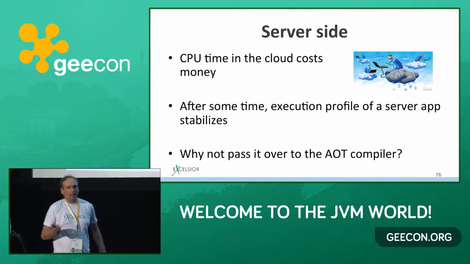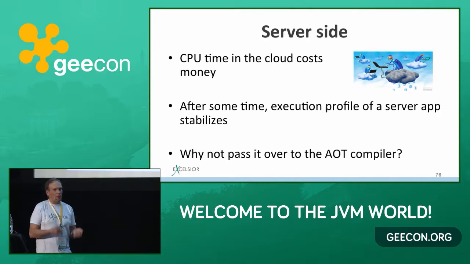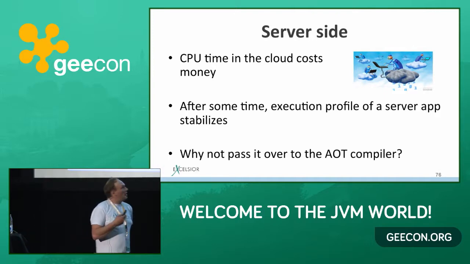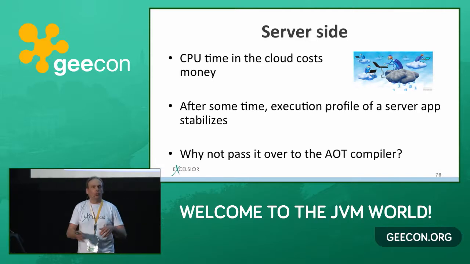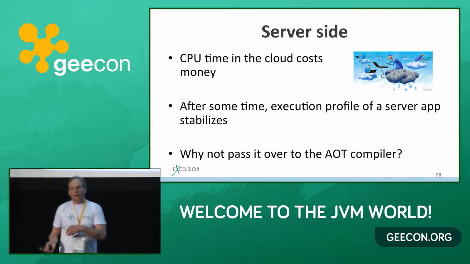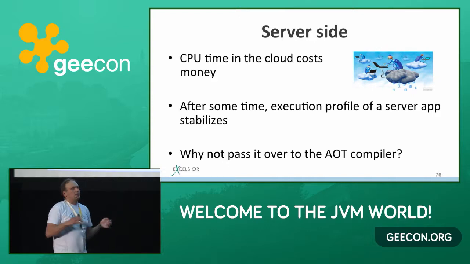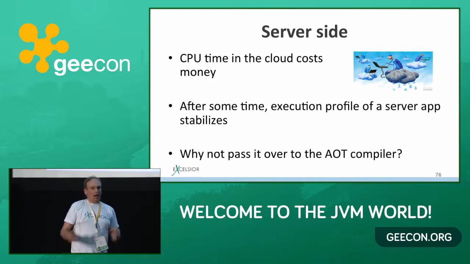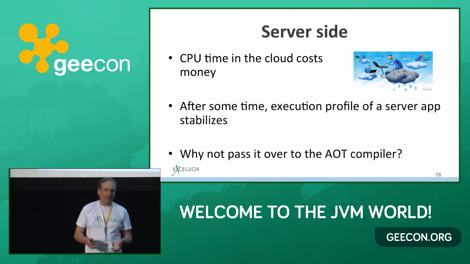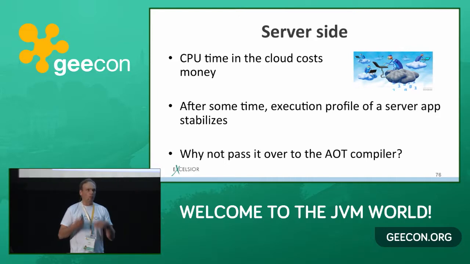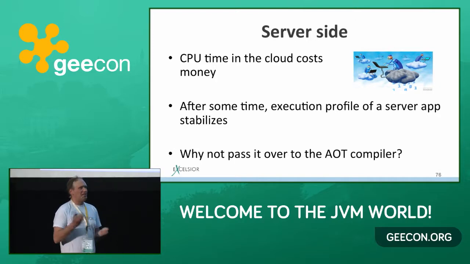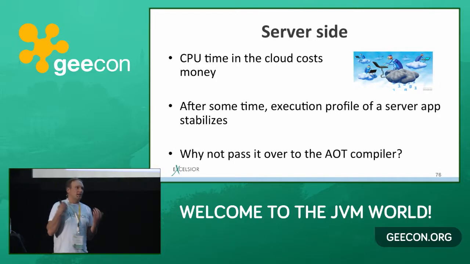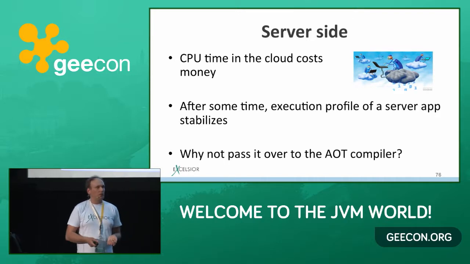No new classes get loaded, and the JIT compiler sits idle. So what if we now send the gathered profile to another server, where a static compiler is installed, without memory and time constraints, and with an actual execution profile? It can optimize your application in the most effective way. And I think this is exactly the scenario where static compilers can be beneficial on the server side as well.